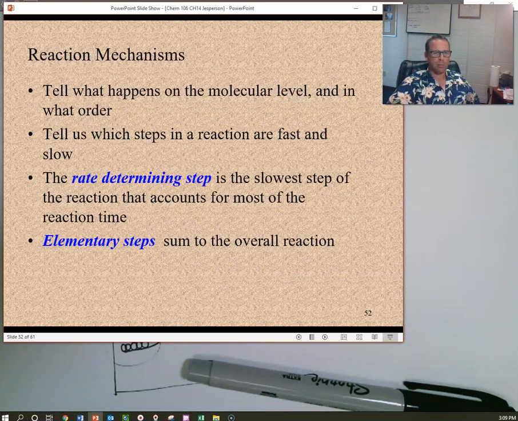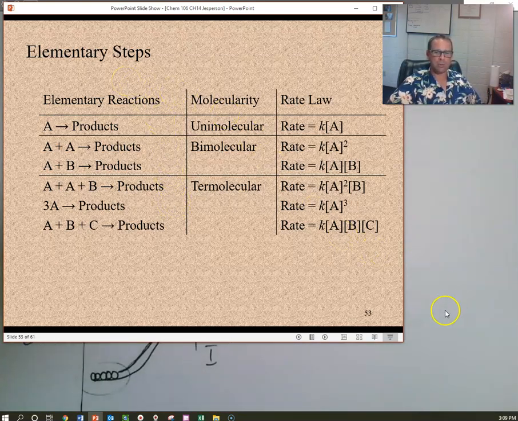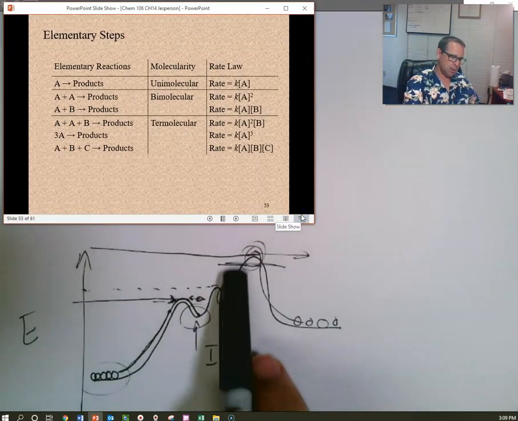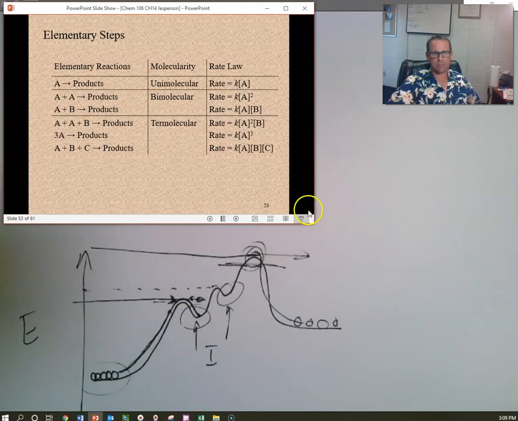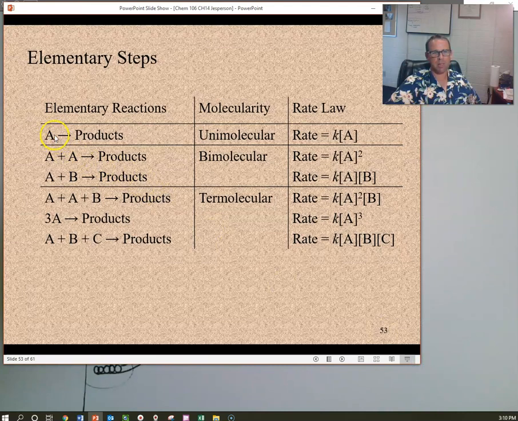So now we're going to talk about kind of what we were talking about before a little bit, the rate determining step in given elementary steps in reaction in these energy diagrams. Okay? An elementary step is kind of like these individual small steps in an overall reaction process. Okay? So here's some examples of elementary steps, elementary reactions.